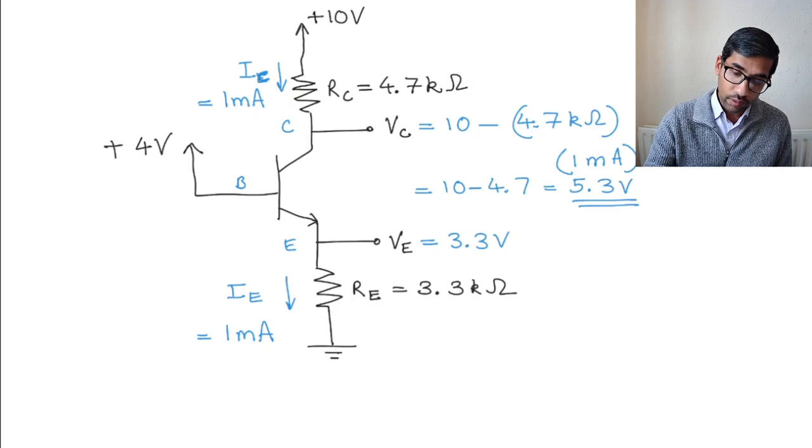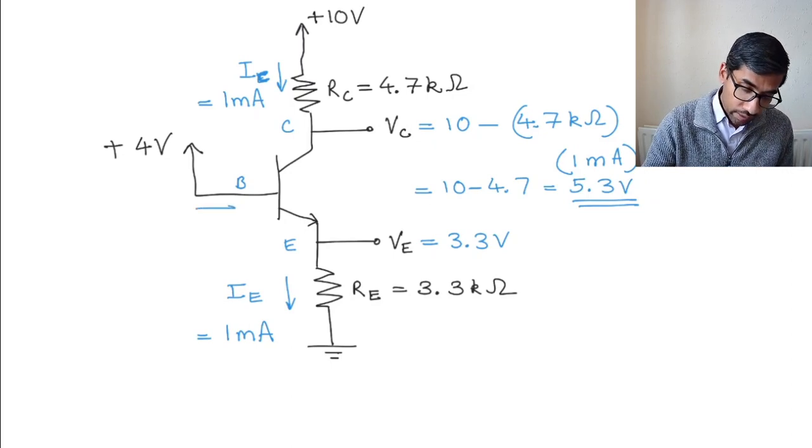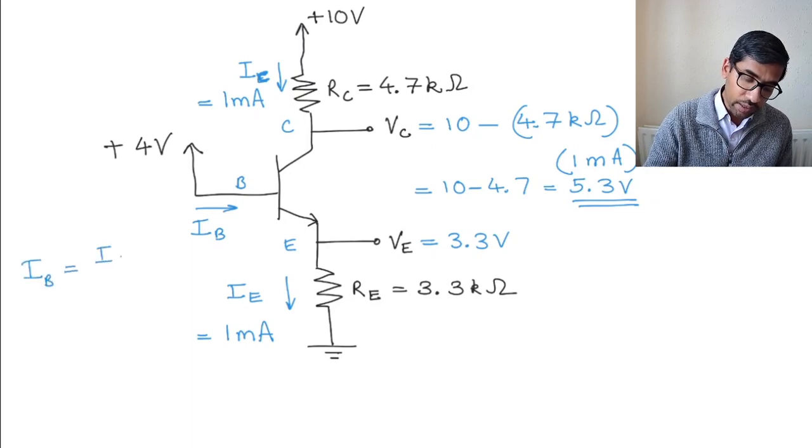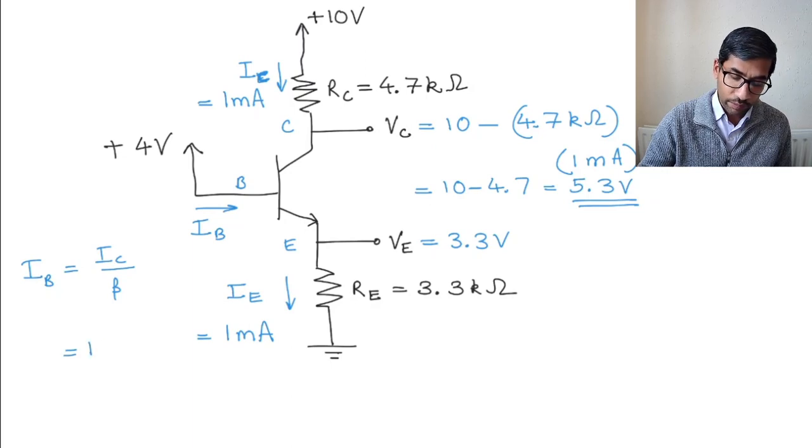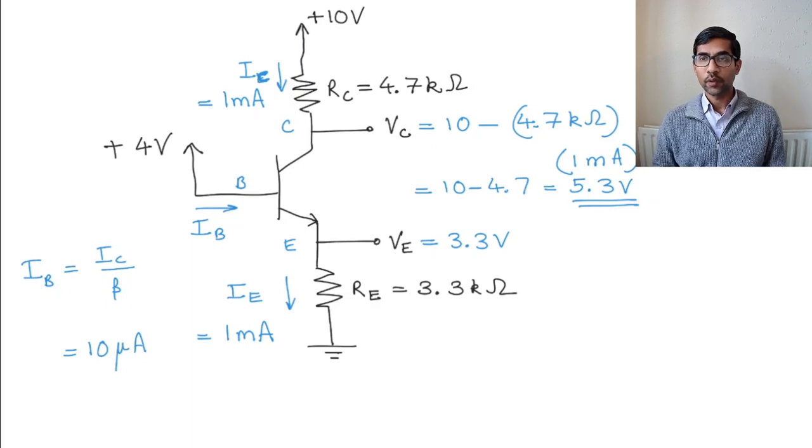If you want to calculate the base current, which is IB, you can calculate it, right? Because IB is equal to IC over beta, and let's assume that beta is 100. In that case, you get something like 10 microamperes, which would be the base current. Hope that makes sense.